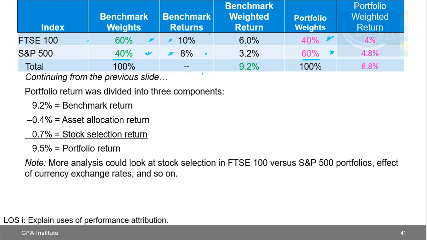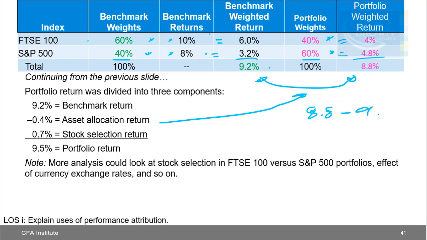So if we looked at the return for the benchmark index, it's the weighted average. So 0.6 times 0.1 equals 6%, plus 0.4 times 0.08 equals 3.2%. Benchmark is 9.2%. So from the asset allocation factor, the portfolio, 0.4 times 0.1 equals 4%, 0.6 times 0.08 equals 4.8. Add the two together, 8.8%. So the difference between 9.2 and 8.8, that's the asset allocation return. Portfolio return minus benchmark return equals negative 0.4%.